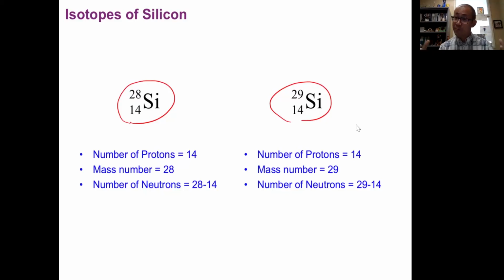And by the way, we haven't practiced this, but both silicons have the same proton number, 14, so their electron numbers must also be the same. The number of protons equals the number of electrons. Don't forget that. If the proton number is 14, each silicon atom has 14 electrons as well.